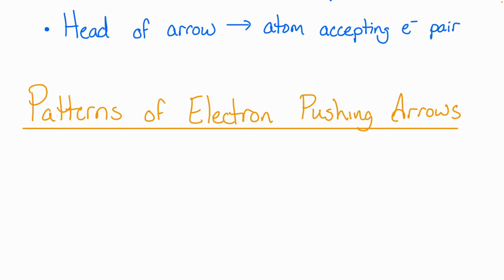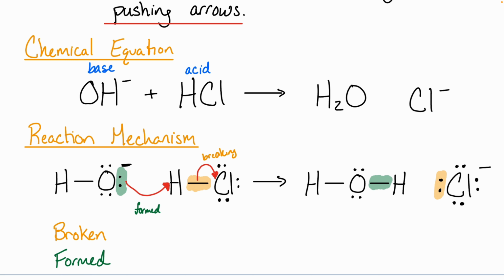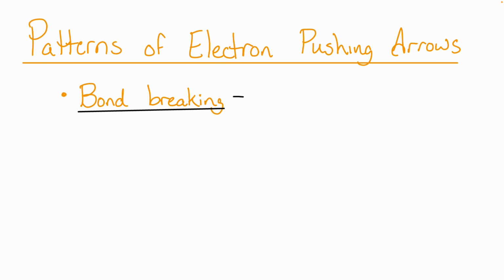All right, the first is bond breaking. Okay, if we look up above, when we broke that bond, our bonding pair of electrons became a lone pair. All right, and that's going to be a common theme we're going to see over and over again when bonds break. Bonding electrons become lone pairs.